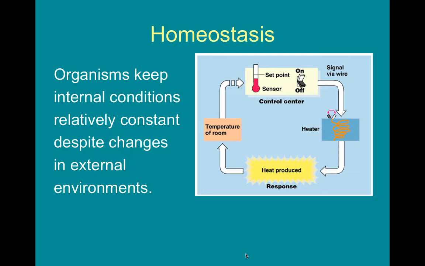So take a look at the diagram. Homeostasis in your body is very similar to this. So if it gets too cold in the winter in your house, the thermostat is set to a set point, maybe 70 degrees Fahrenheit. And if it gets below that, the thermostat or control center clicks on the furnace or the heater. So the heater heats up the house, and this increases the temperature in the room.